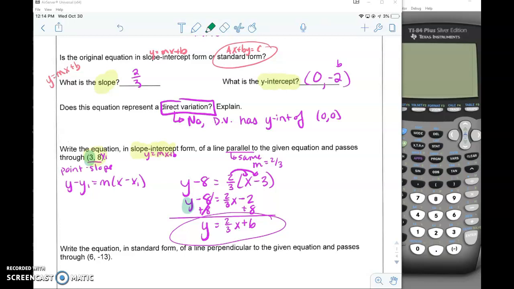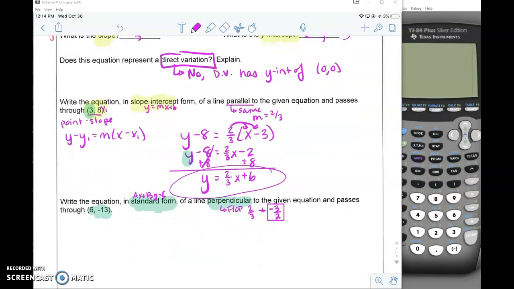Write the equation in standard form. So this time we want our answer to be in ax plus by equals c of a line perpendicular to the given equation that goes through the point 6, negative 13. Perpendicular means we flop. So our original slope was 2/3. Our new slope, opposite sign, negative, flip it over, 3 over 2.